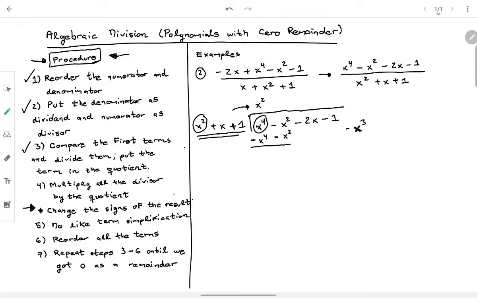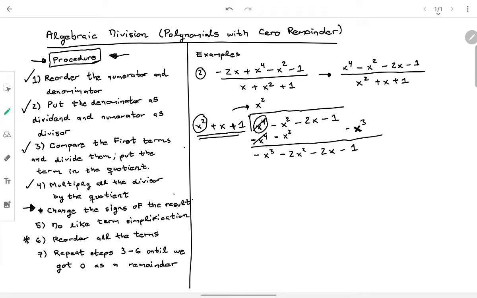So after it, we need to do the like term simplification. So in this case, this one gets eliminated. Then we need to put the terms in descending order of powers. It says reorder the terms. So it's going to be minus x cubed minus 2x squared minus 2x minus 1.